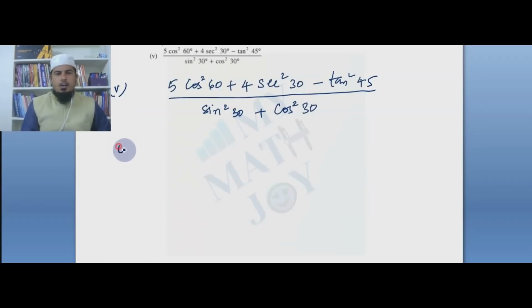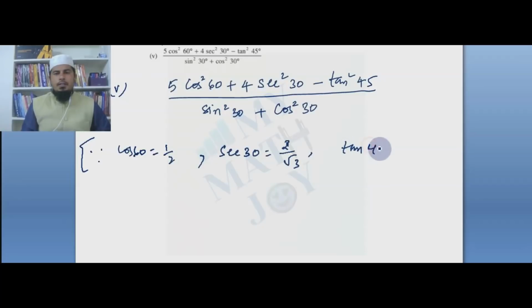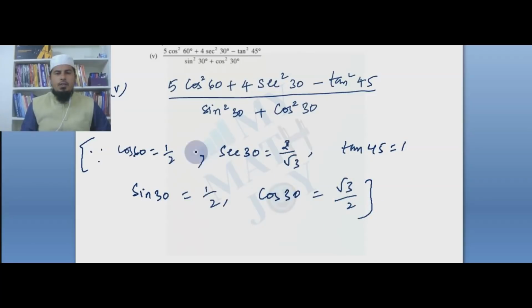Consider the cos 60 value, how much should it be? 1 by 2. Secant 30 value is equal to 2 by root 3 from the table. And tan 45 value, take from the table, is 1. Sin 30 value, take from the table, as 1 by 2. Cos 30 value, take from the table, as root 3 by 2. These values are to be taken from the table and substituted in the expression to evaluate.